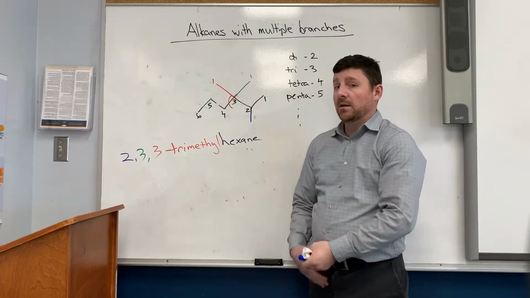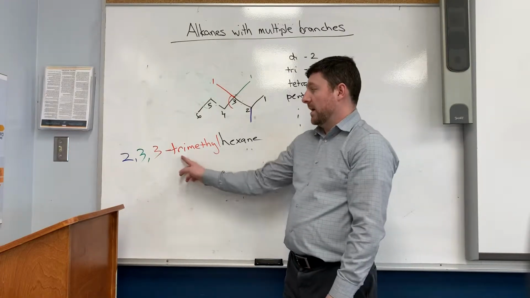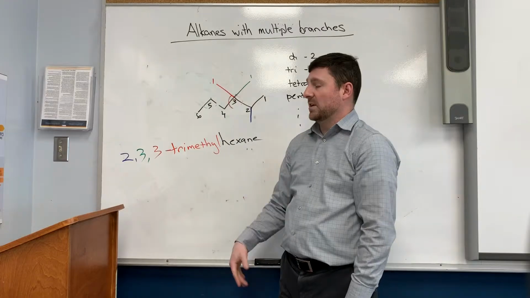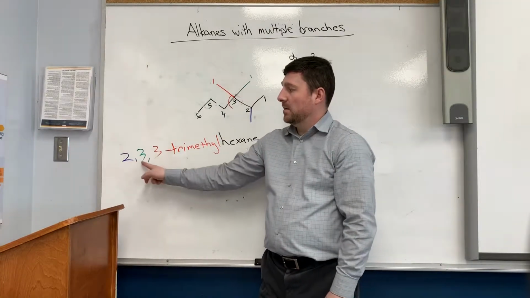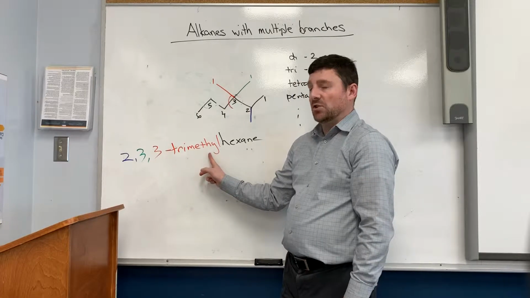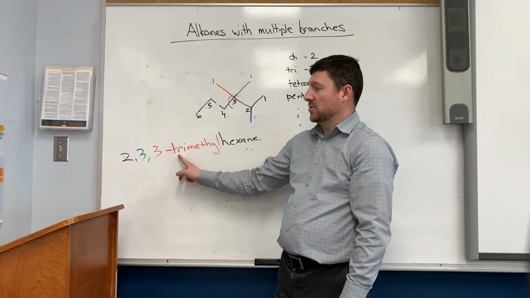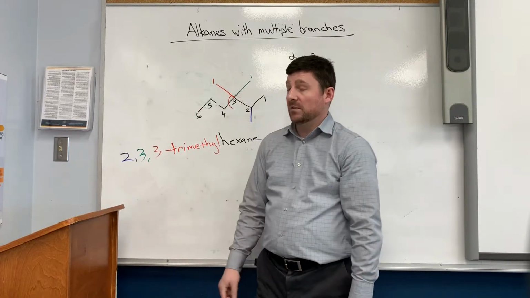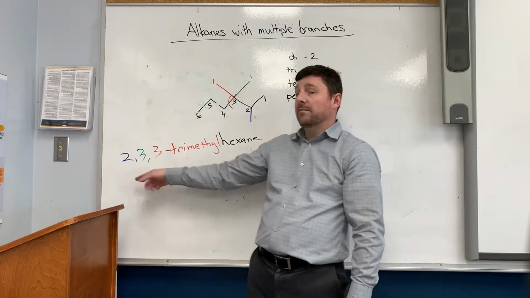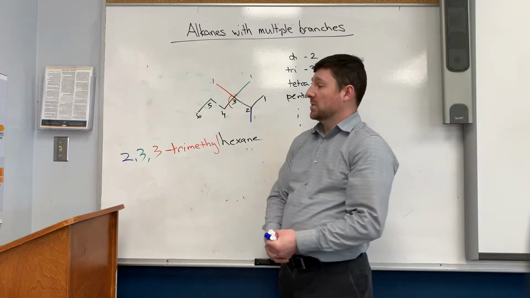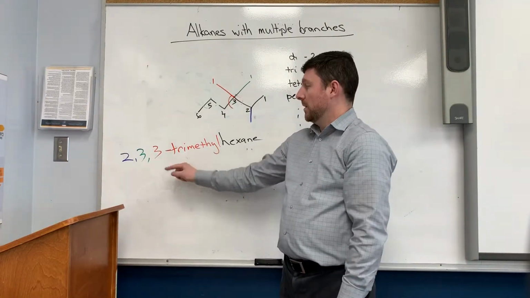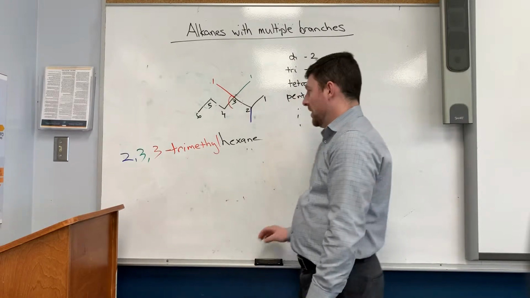So really all I have to do in order to name this compound is add 2, comma, 3, 3, trimethylhexane. The thing to notice is that when you have the same branches, and you have more than one of them, the number locations preceding should match the prefix. If your prefix is tri, you should have 3 numbers. If your prefix is di, you should have 2 numbers. If it's tetra, you should have 4 numbers. So you should always make sure that you're giving the location of every single group.